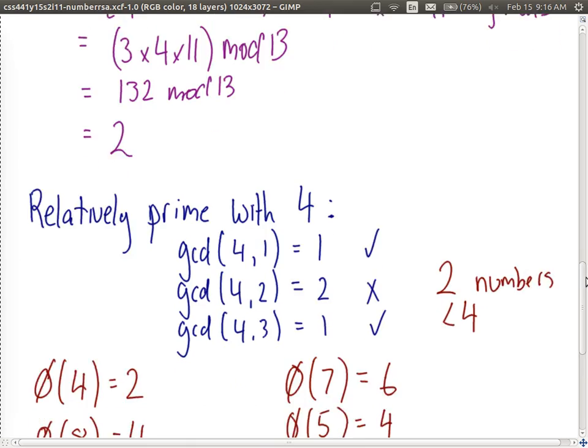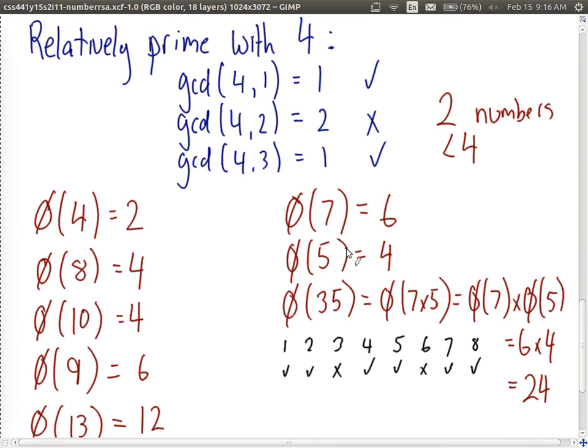The last thing we got to in the last lecture, again, relatively prime, greatest common divisor between the two numbers is 1. 4 and 1 are relatively prime. 4 and 2 are not relatively prime. 4 and 3 are. How many numbers are relatively prime with 4 that are less than 4? 2. 3 and 1 are less than 4 and relatively prime, so there are two numbers less than 4 relatively prime with it. We have a special name for this.